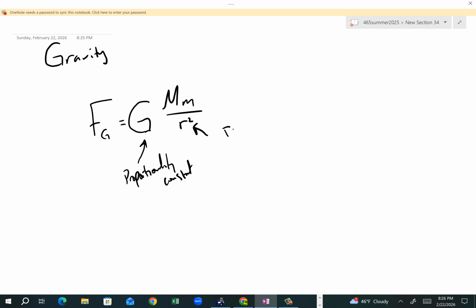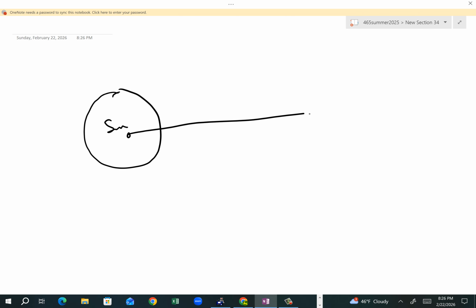This is the distance between them, their centers. And then the masses of the two objects. It doesn't matter which is which. Typically, you're going to have one bigger than the other because one is orbiting the other. So let's say here is the sun, and out here somewhere is Earth. Anyway, you can find the gravitational force needed to keep us in orbit.